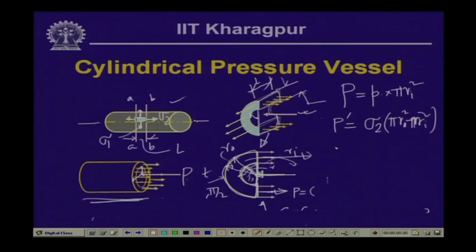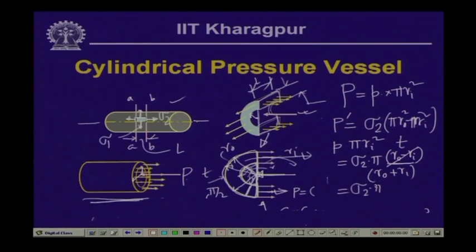Now, if we equate these two, we can write P pi r internal square is equal to sigma 2 times pi, times r outer square minus r internal square. We can write this as r outer minus r inner into r outer plus r inner. Now, r outer minus r inner, the difference between these two, is nothing but the thickness. So, this we can replace as T. So, this is equal to sigma 2 pi times T.